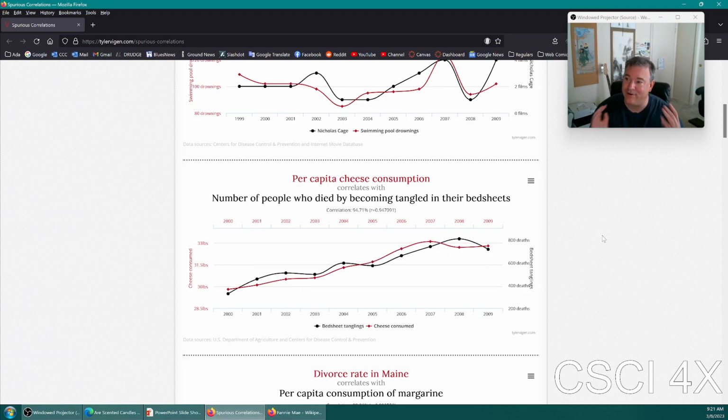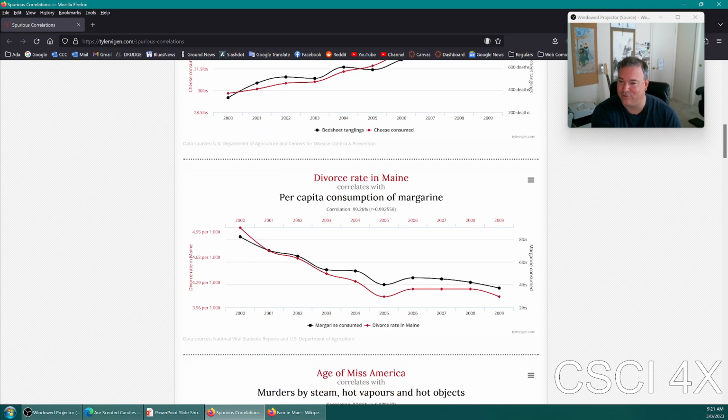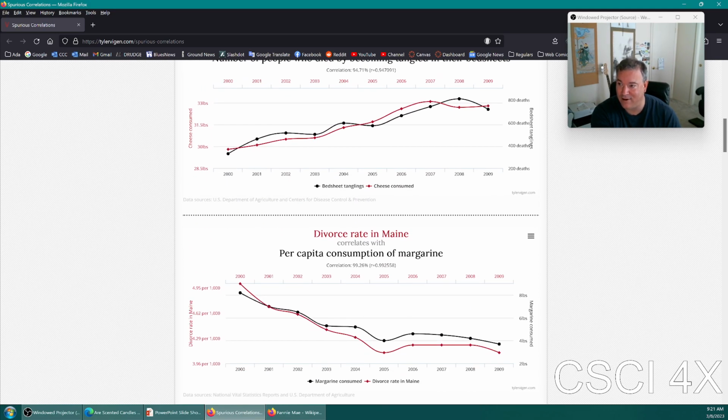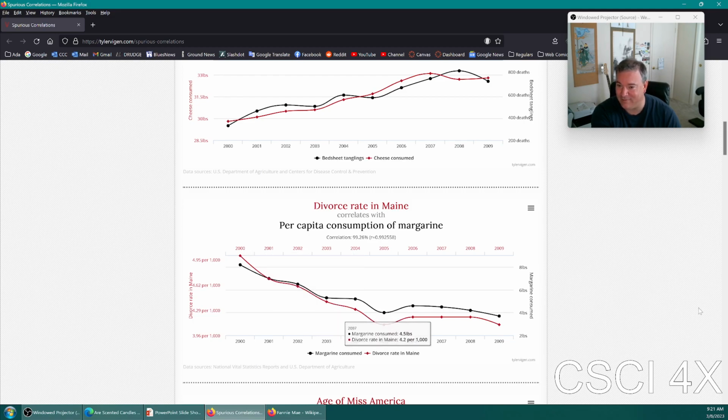But as it turns out, there is no causative relationship between the two of them. The divorce rate in Maine correlates with the per capita consumption of margarine, 0.99 R value, right? So clearly, if you want the divorce rate to go down, tell people to eat less margarine. No, it doesn't work that way, okay?